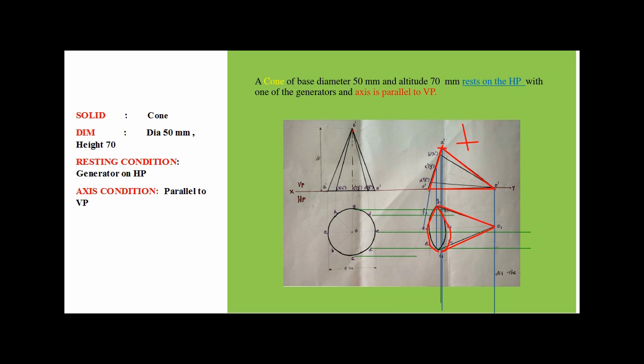So before going to the next problem, just check whether all the conditions are satisfied or not. That's the cone, as we have drawn the cone. Dimension is 50 mm, the height is 70 mm, correct. Resting condition, generator on HP, E dash O dash. So the generator lies on HP. Axis parallel to VP. So the axis is parallel to VP. So this is the solution for the given problem.